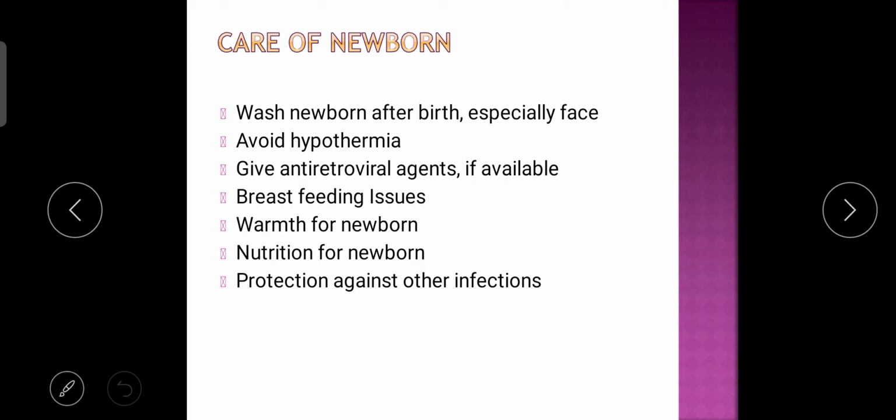Next is care of the newborn continuations. Wash the newborn after birth, especially the face. Avoid hypothermia. Give antiretroviral agent if available. Breastfeeding issues, you have to take care of them. Warmth for the newborn, nutrition for the newborn, and protection against other infection.